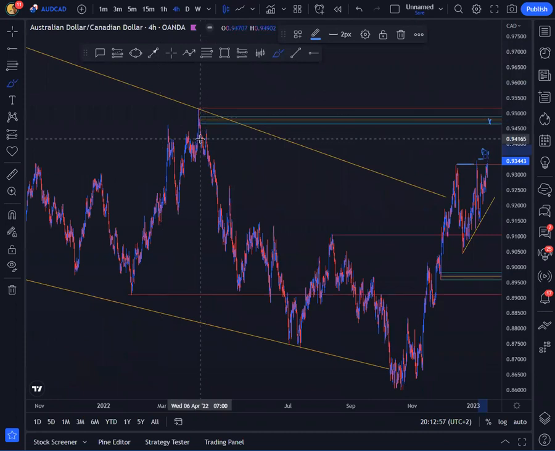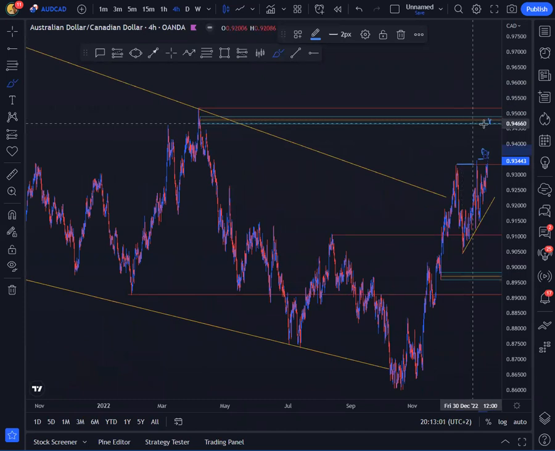We've got a nice bearish engulfing there, obviously a nice momentum shift. That's where we see evidence of sellers. That's where we can look to sell.